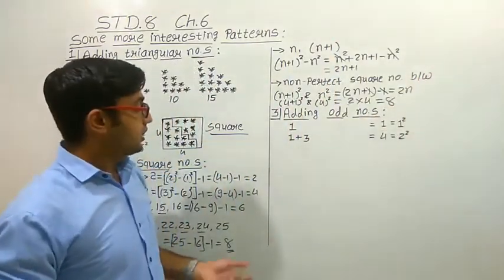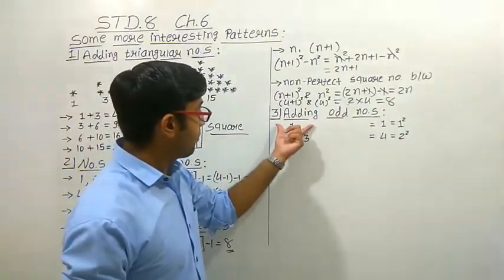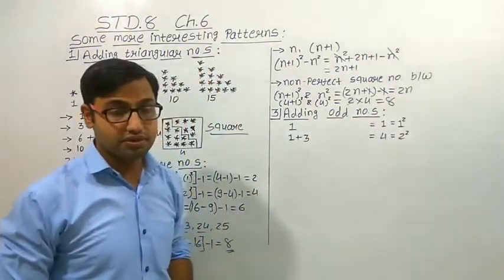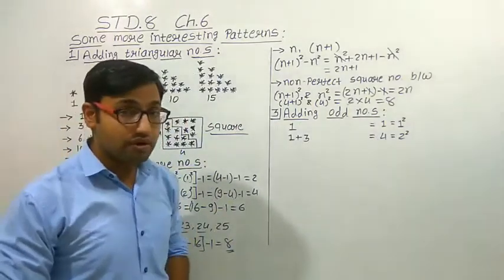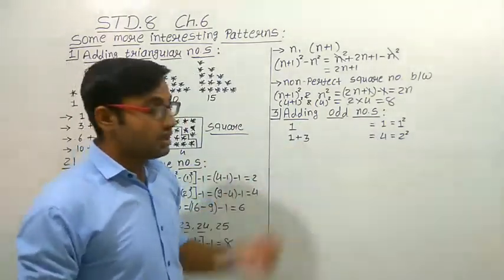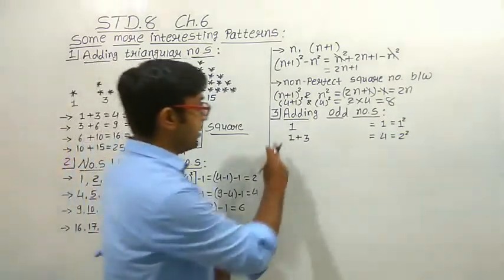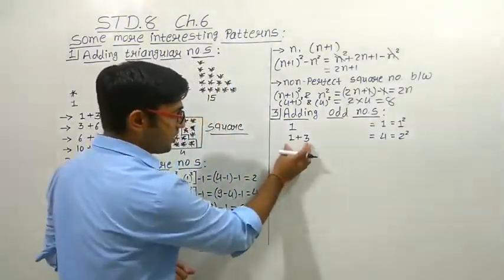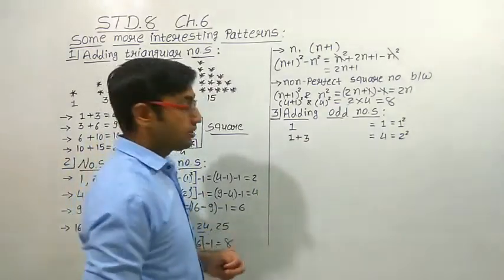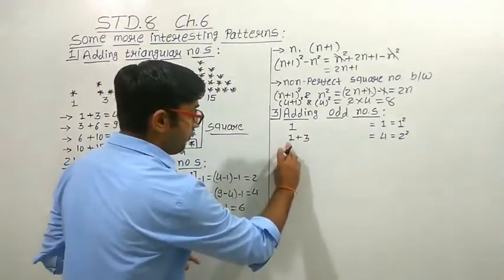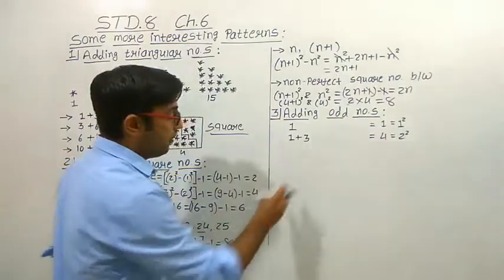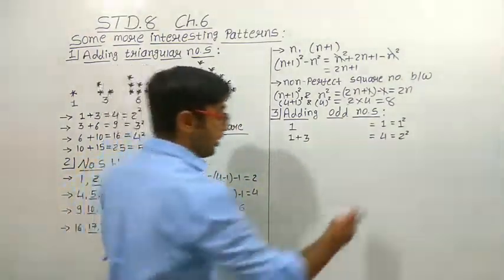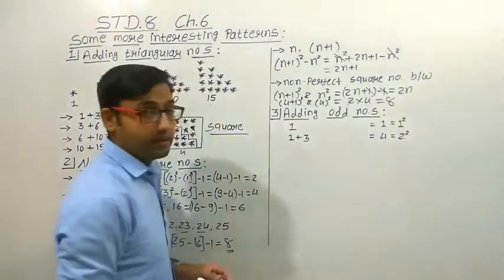Okay, let us study the third property, that third pattern, that is adding odd numbers. So what is the first odd number in the natural number set? 1 is the first odd number, and 1 is what? 1 square. Okay, consider the first two odd numbers, 1 plus 3, and 1 plus 3 is what? 4, and 4 is a perfect square number, that is 2 square.